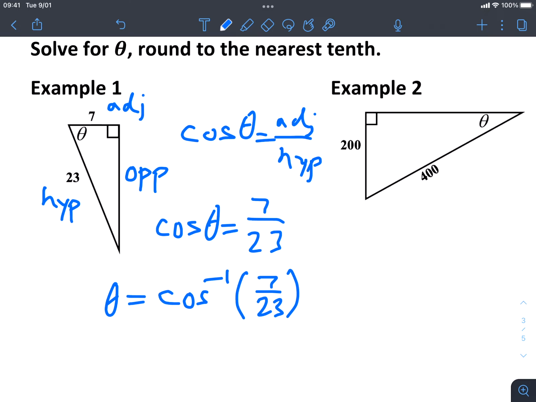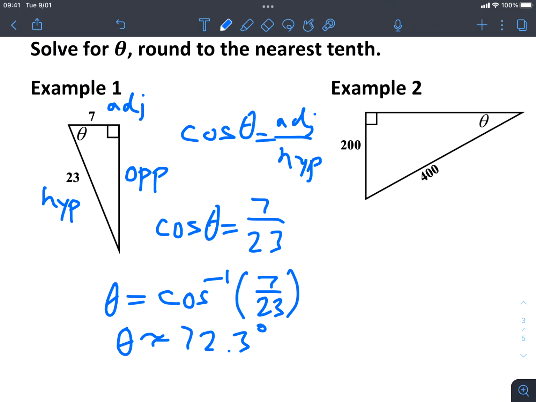So if I were to put that in my calculator, make sure you're again in degrees. The arc cosine, or the inverse cosine, of 7 divided by 23 is equal to approximately 72.3 degrees. That's how you would go about calculating that. Again, you put that in your calculator. You can use your cell phone calculator, but make sure it's in scientific mode in order to do that.